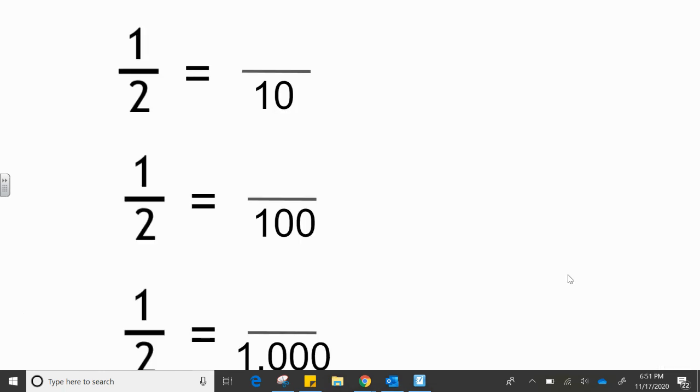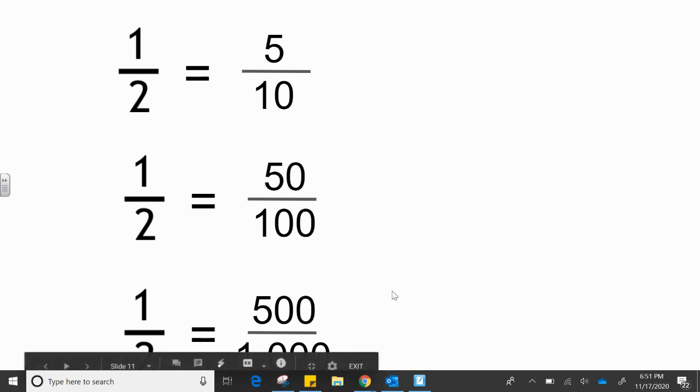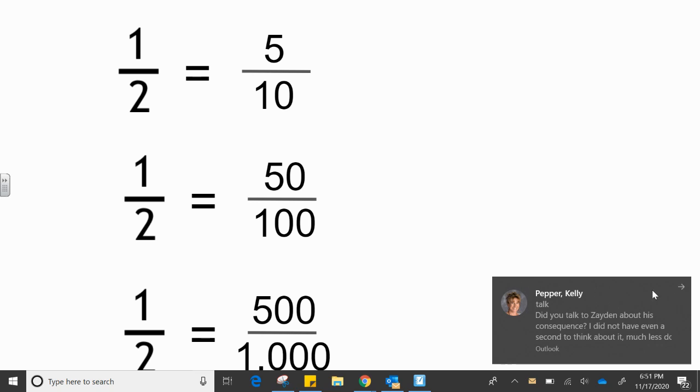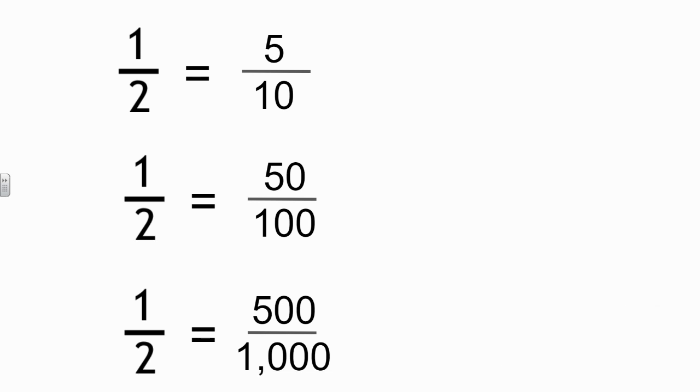All right. So if we know that half is 5 out of 10, 5/10ths, half is 50 out of 100, 50 hundredths, and half is 500 out of 1,000 or 500 thousandths, we're going to use this information to guide our thinking. When you look at the decimal Thuniverse, start by thinking about what is exactly half and deciding if your amount is greater than or less than that, or maybe even equal.